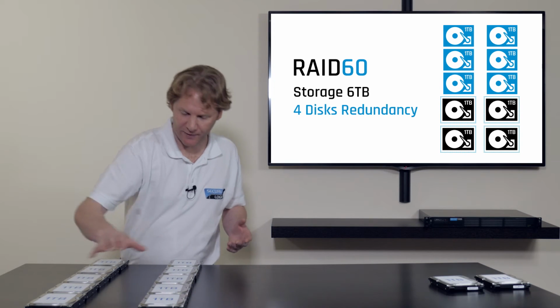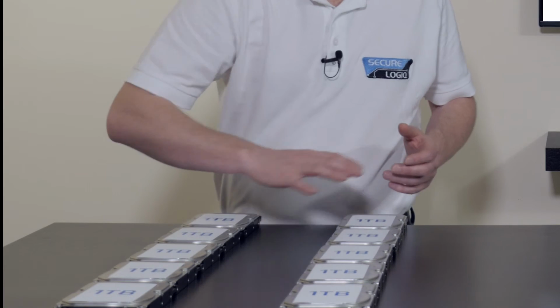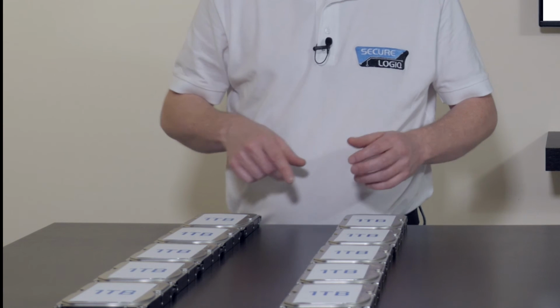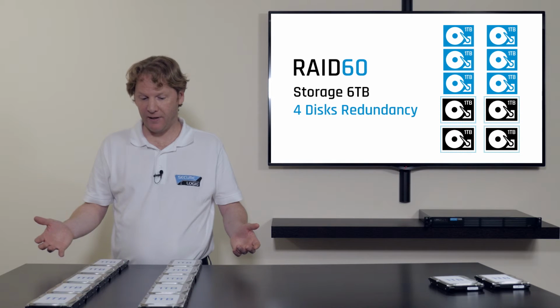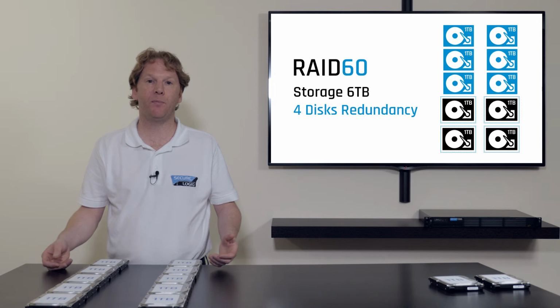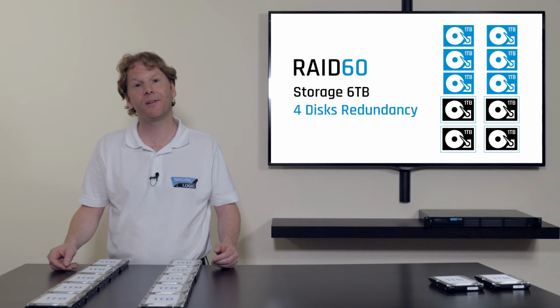Now, obviously with RAID 60, you lose a bit more disks because RAID 6 requires 2 disks per array. So in the case of this 10 disk system, you would lose 4 disks for resilience, leaving 6 disks for your actual storage. It is quite good though, because you can lose a large amount of disks from this array before you have any problems with losing any data.